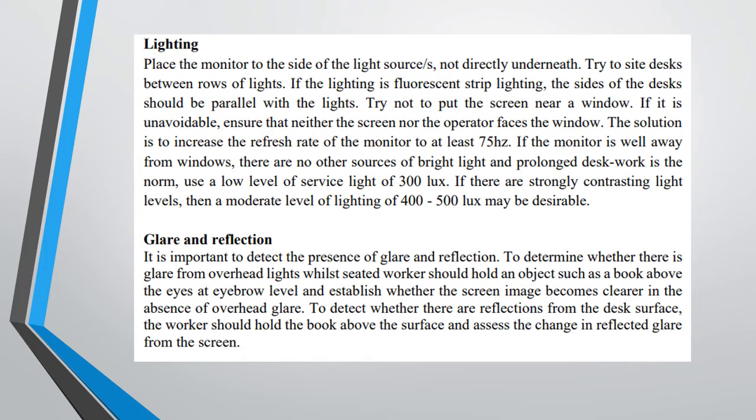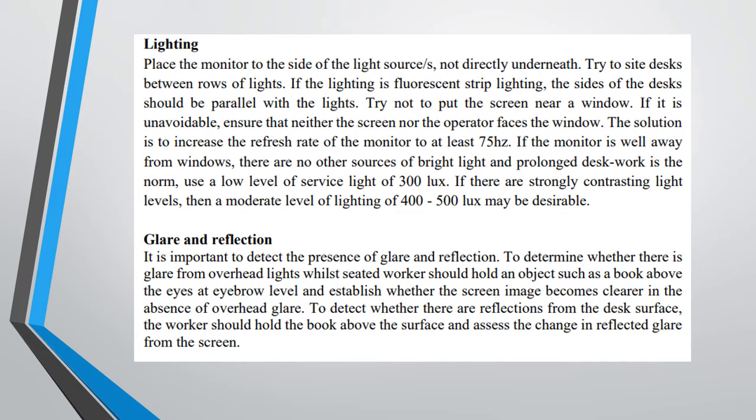Lighting. Place the monitor to the side of the light source, not directly underneath. Try to site the desk between rows of lights. If the lighting is fluorescent strip lighting, the sides of the desk should be parallel with the lights. Try not to put the screen near a window. If it is unavoidable, ensure that neither the screen nor the operator faces the window.